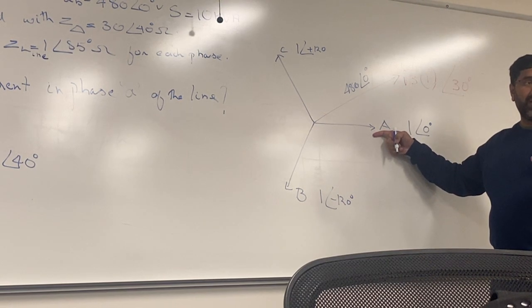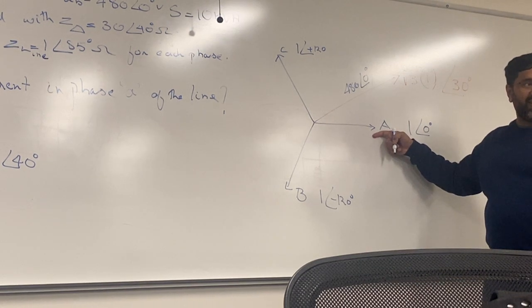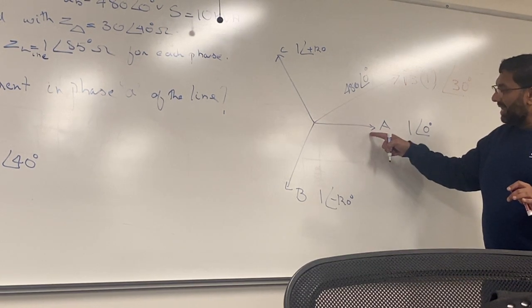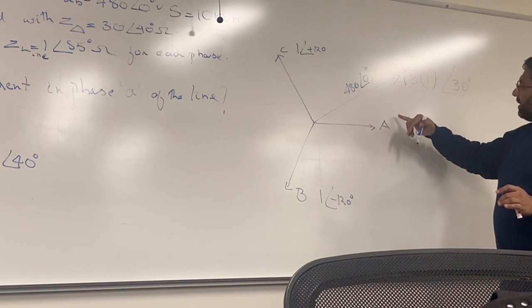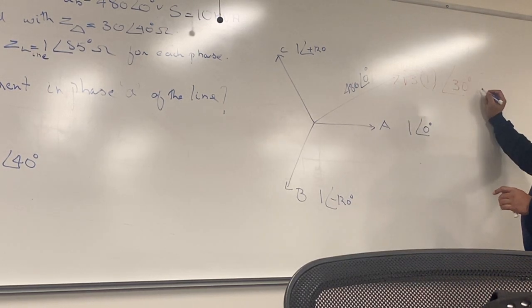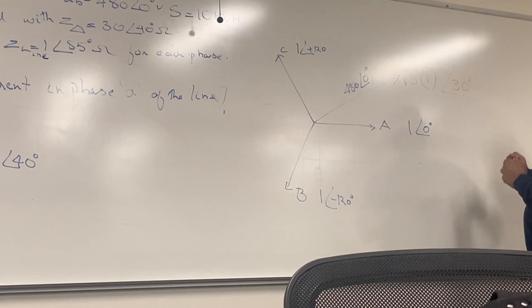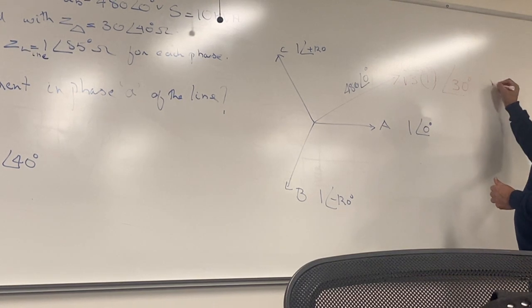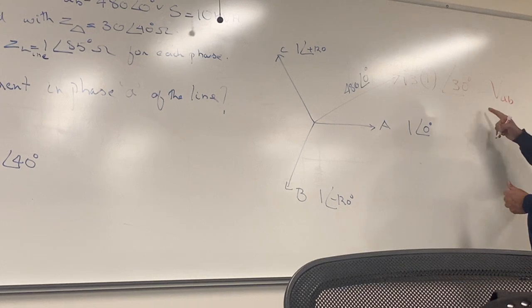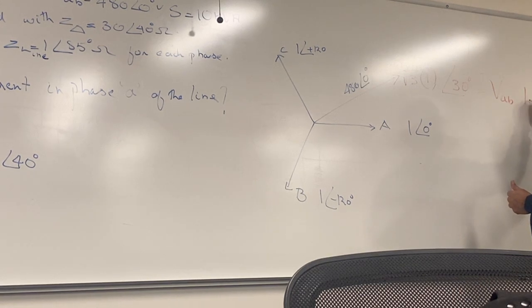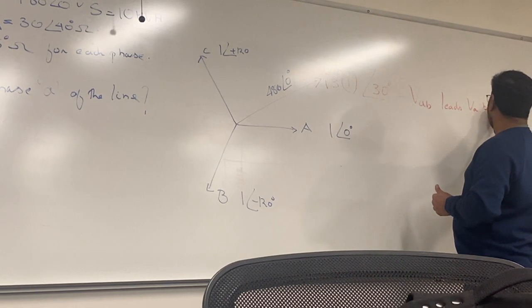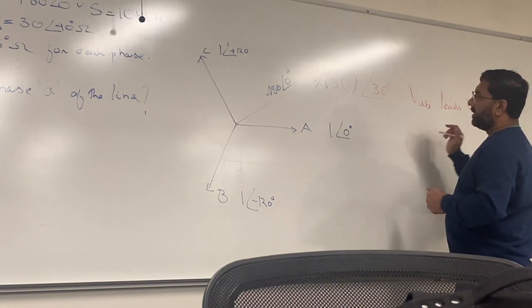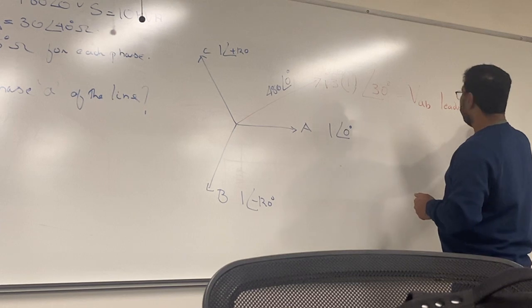B, C sequence. As it is, you guys are having a hard time, so I'm not going to even ask you about the A, C, B sequence. You have an A, B, and C sequence. The line voltage VAB leads VA by 30 degrees. So VAB leads VA by 30 degrees.